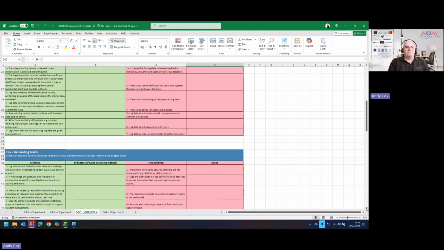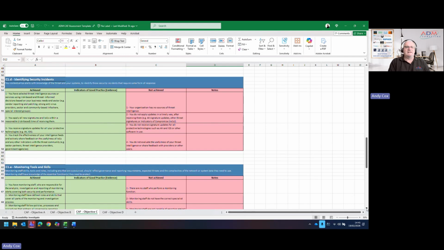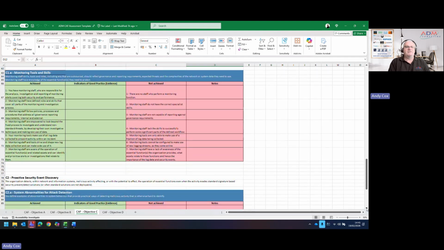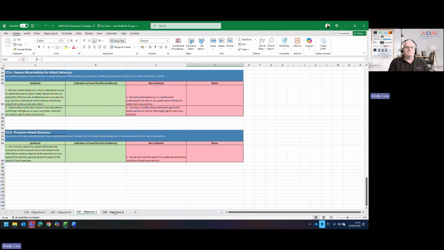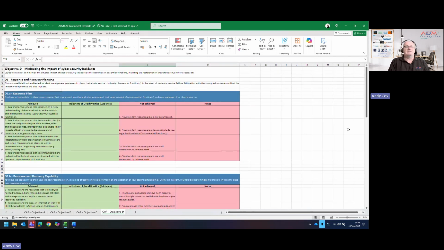Securing log files, very, very boring. This is all the technical stuff that we can go through and help you with. Monitoring tools, security event discovery, and then we look at the last one, Objective D, which is response and recovery planning, which is your business continuity plans, business continuity and disaster recovery.